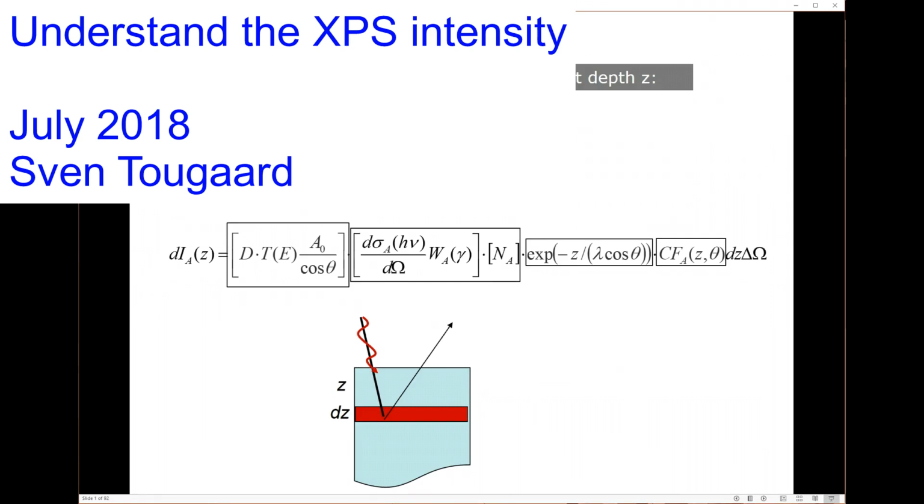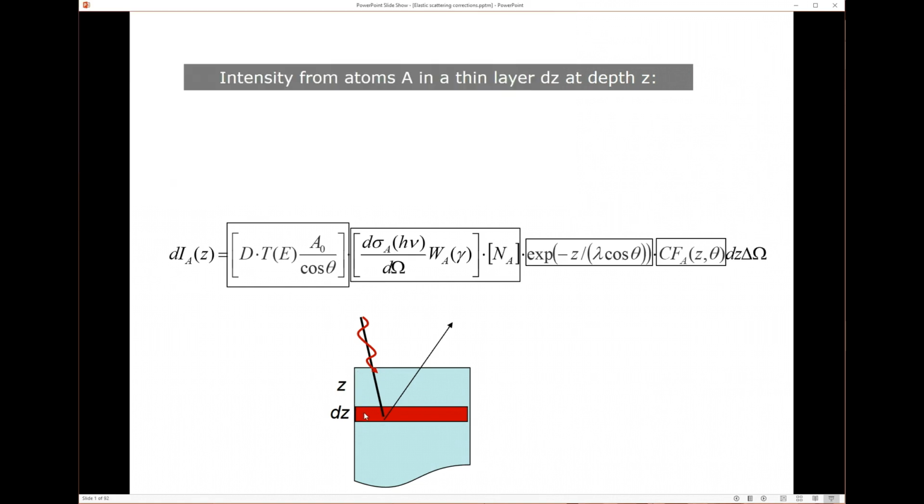Here we will try to understand the intensities that we measure in XPS. So if we consider atoms in a thin layer dz at depth z in a sample, we can write the contribution to the measured intensity as a product of different factors.